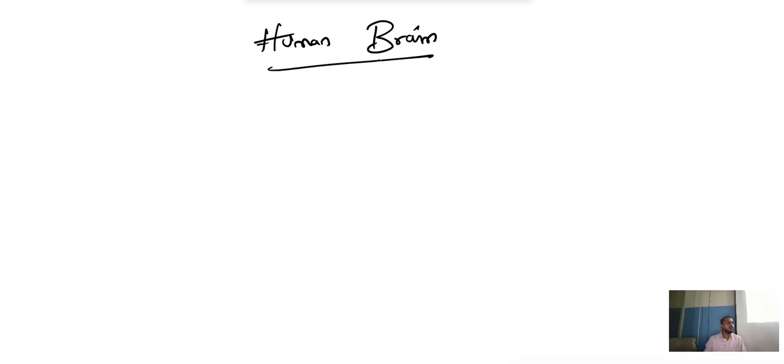the human brain. Observe here how to draw the diagram of a human brain. The first step to draw the diagram of the human brain. I don't know how my diagram will look. Don't consider it. It is just a rough diagram I am going to draw right now.